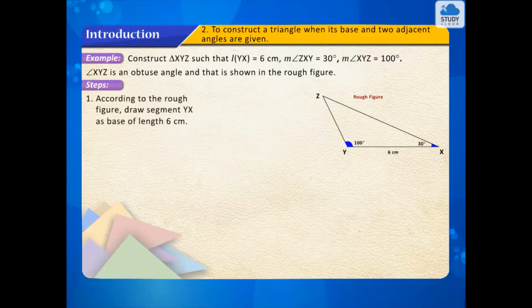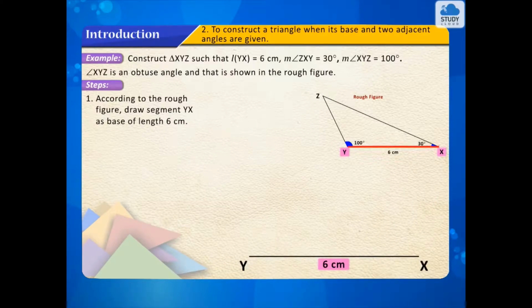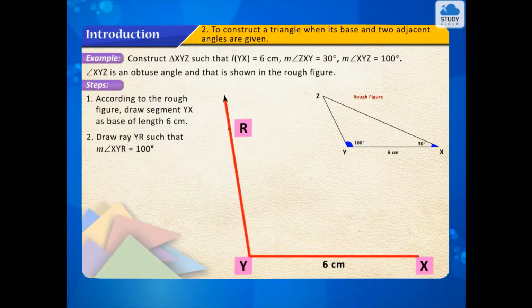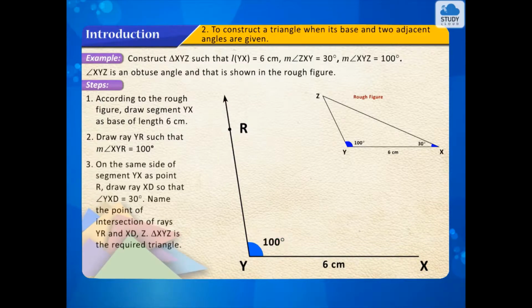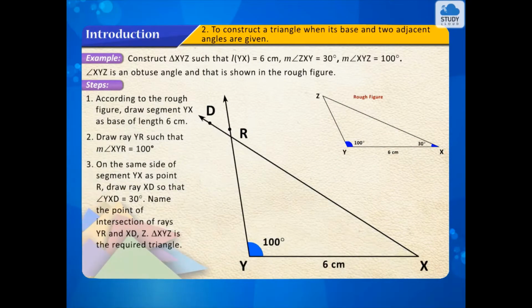Steps. 1. According to the rough figure, draw segment YX as base of length 6 cm. 2. Draw ray YR such that measure of angle XYR is equal to 100 degrees. 3. On the same side of segment YX as point R, draw ray XD so that angle YXD is equal to 30 degrees. Name the point of intersection of rays YR and XD Z. Triangle XYZ is the required triangle.